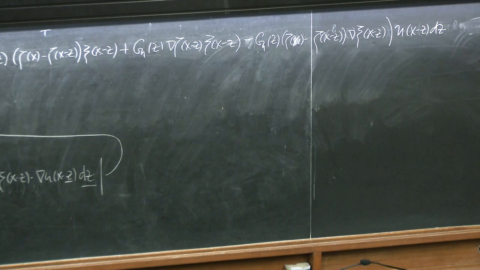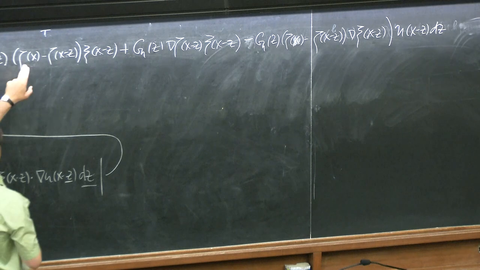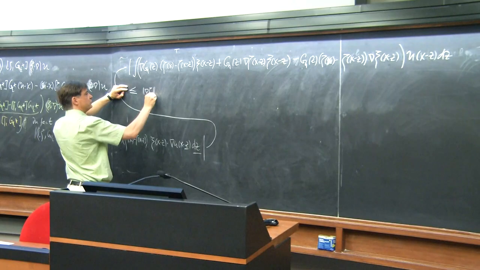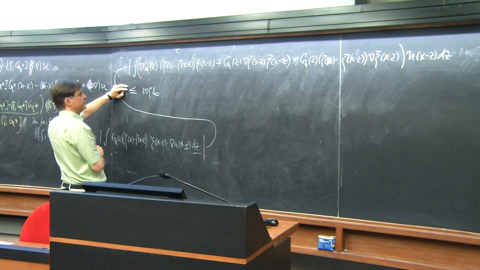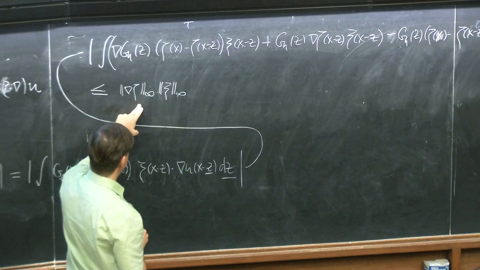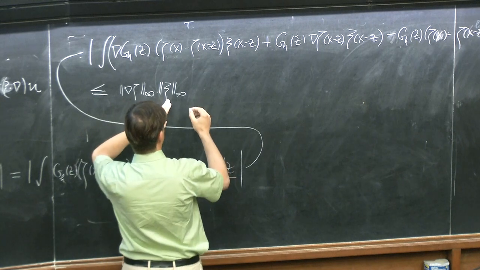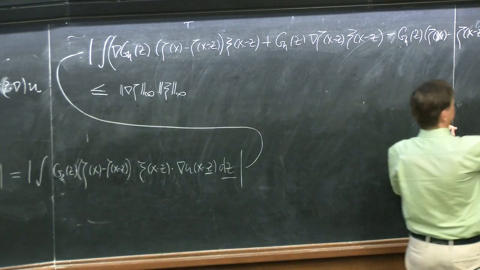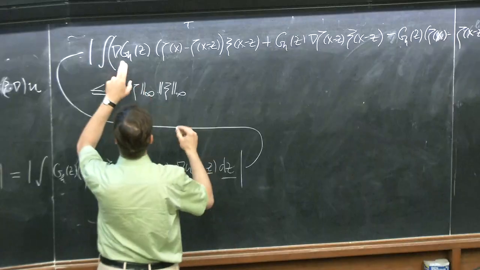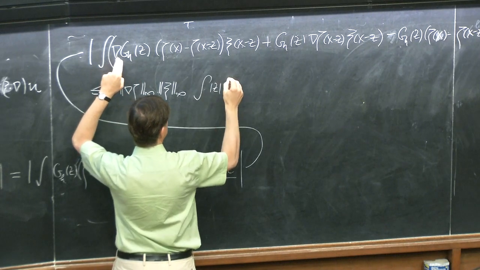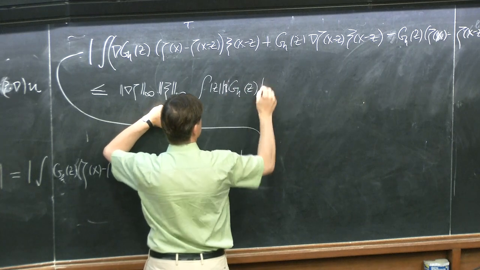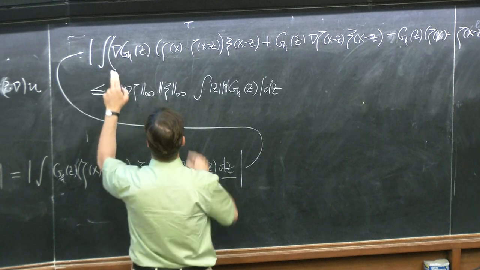So how can we estimate these things? This term we can estimate by the L infinity norm, by the Lipschitz norm of the test function zeta, by the L infinity norm of the test vector field xi. And u is a function between 0 and 1, so that's always estimated by 1. And we're left with the integral of |z| g_h |gradient g_h| dz. So that's the first term.